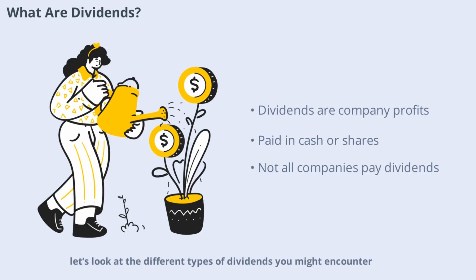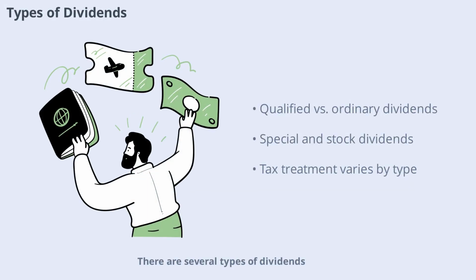Next, let's look at the different types of dividends you might encounter. There are several types of dividends, but the two most common are qualified and ordinary or non-qualified dividends. Qualified dividends are typically taxed at a lower rate, while ordinary dividends are taxed as regular income. Some companies may also issue special dividends, which are one-time payments, or stock dividends, which provide additional shares instead of cash. Understanding the type of dividend you receive is essential, as it directly affects how much tax you'll owe.